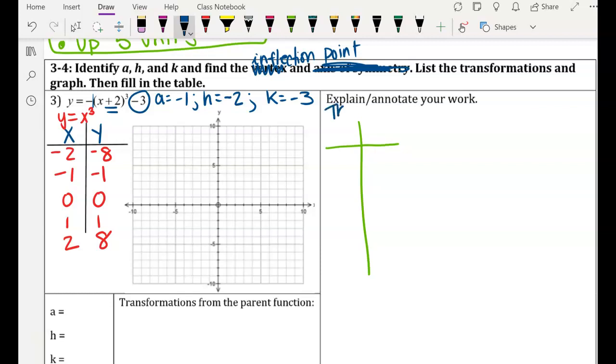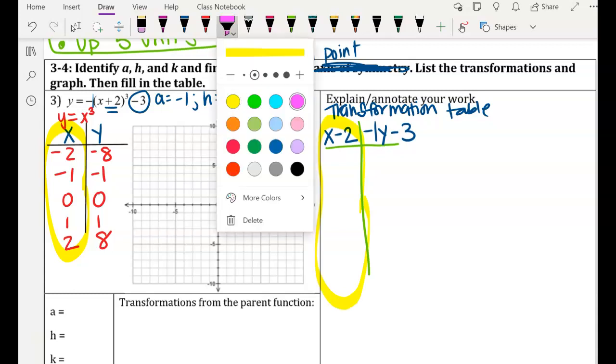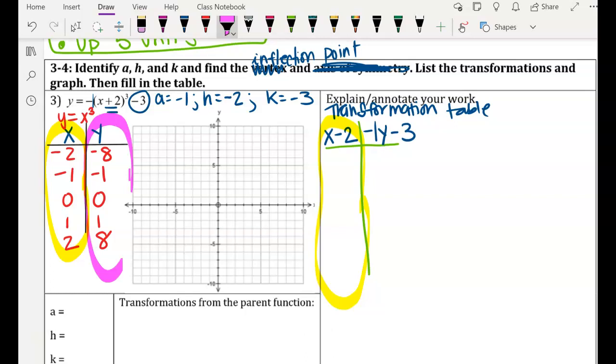So over here is the transformation table. -1 is going to be multiplied with all of the y's. H being -2, whatever x we got from the parent, we will subtract 2, since that's going to be a left shift. K is -3, so it moves our graph down 3. So take all of these and change those. Then we use a different highlighter: pink. All of that changes.